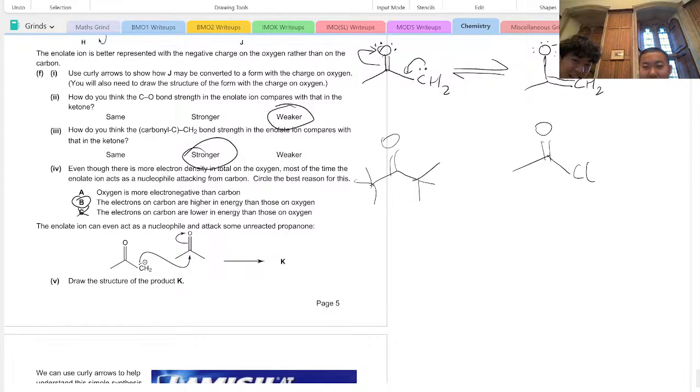Still stronger. Do you want me to draw something on here? Yeah, draw the curly arrows. Where can it come from? Here. Okay, that's actually a very good start.